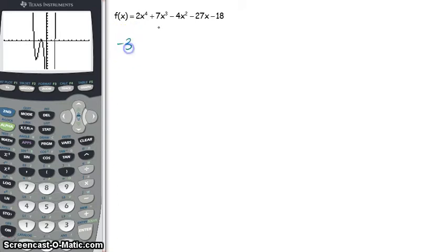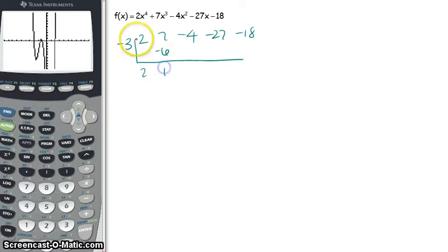So let's use our synthetic division, and if we have -3, we'll have our 2, 7, -4, -27, -18. Again, we have 4, 3, 2, 1, and 0 as our exponents, so they're all in order. We're not missing any, so we're good to go. So we bring down our 2. -3 times 2 is -6.